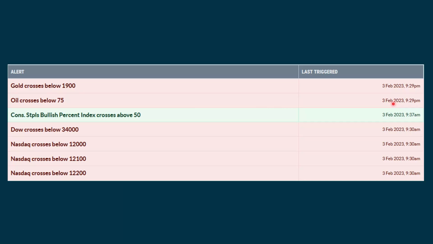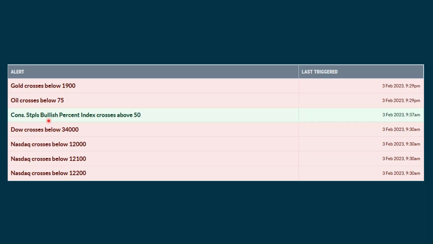Some technical alerts. I go to stockcharts.com. I look at the technical alerts each day. These are just the alerts for Friday's session. You typically read these from the bottom up because if you look over on the right-hand side, we have the timestamp. A lot of the alerts that were triggered on Friday had to do with the NASDAQ, where it went below 12.2, 12.1, 12,000. The Dow fell below 34,000.